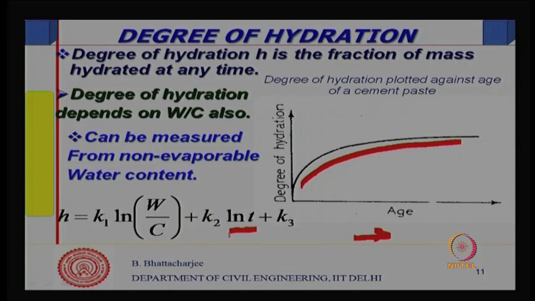So, it is a function of log of age and also a function of log of water cement ratio, and these coefficients are of the order of around k1 is 0.2, k2 is 0.06, k3 is around 0.6 or so. One can obtain these constants from actual measurements. Some values are available in the literature. So, that is degree of hydration.